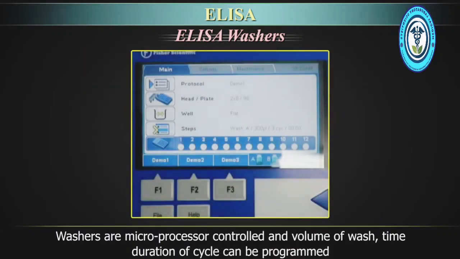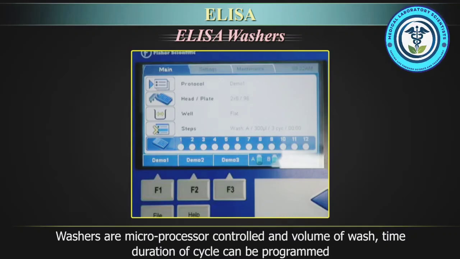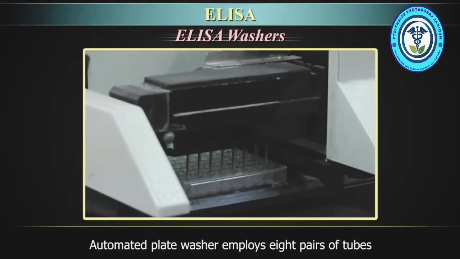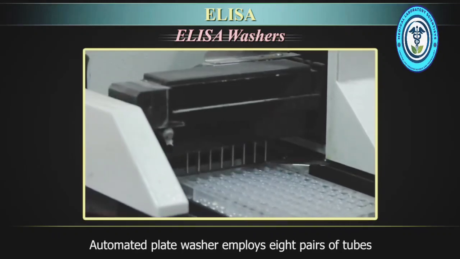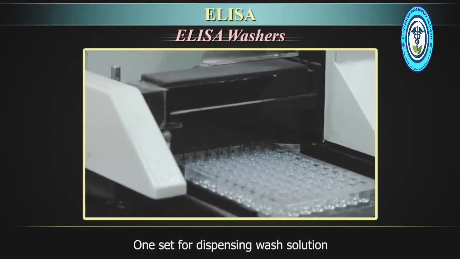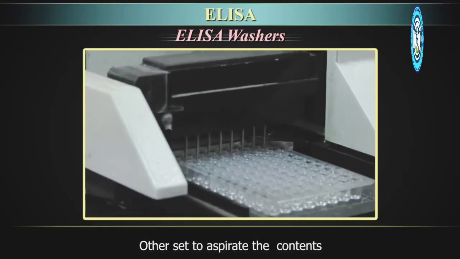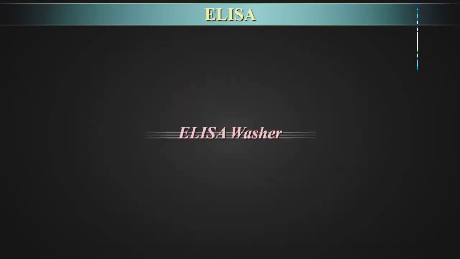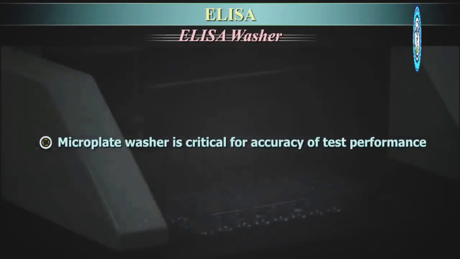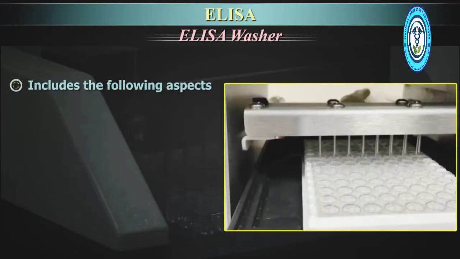The washers are microprocessor controlled and volume of wash, time duration of cycle can be programmed. Automated plate washer employs 8 pairs of tubes. One set for dispensing wash solution. The other set to aspirate the contents. ELISA washer. The microplate washer is critical for accuracy of test performance. It includes the following aspects.